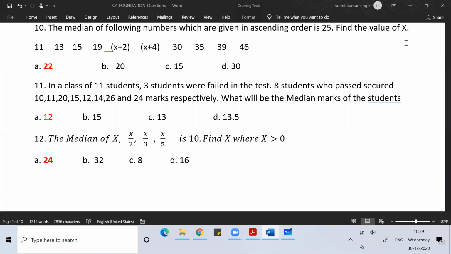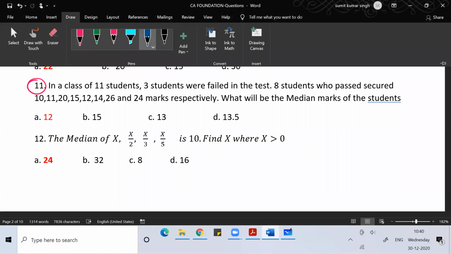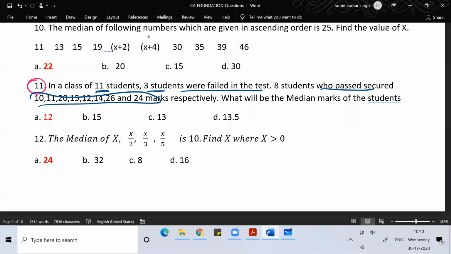So yesterday I told you to do this problem 11, 12. See the question number 11. In a class of 11 students, 3 students failed the test, 8 students passed, and the marks of each student who passed is given. 3 are failed, so definitely their marks would be lesser than this. I don't care what their marks are.